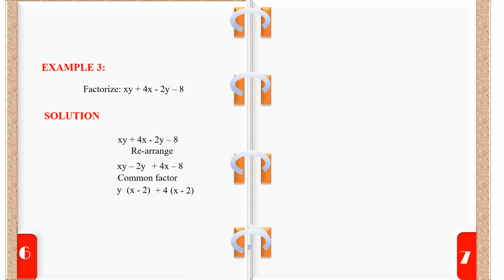Now if you look at it, x minus 2 is common. So it means we are going to write it once: x minus 2. Then y plus 4 will also be put into the bracket. So we now have y plus 4. Algebraic equations will be on the next page.